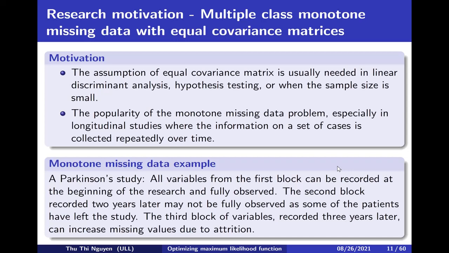For example, in a Parkinson study, all variables from the first block can be recorded at the beginning of the research and fully observed. The second block, recorded 2 years later, may not be fully observed, as some of the patients have left the study. The third block of the variables, recorded 3 years later, can increase in missing values due to attrition.